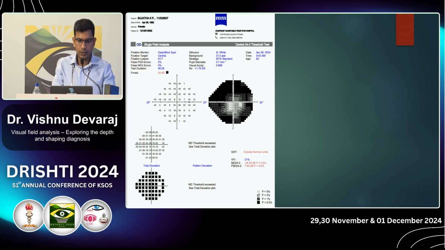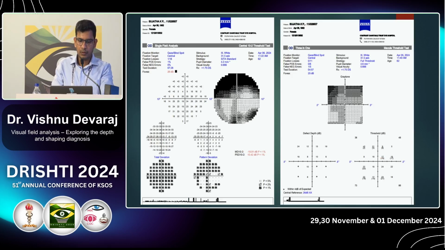So this is showing a 24-2. So the central point is more affected. So we go for a 10-2, and a macular split is seen in one of the macular programs.